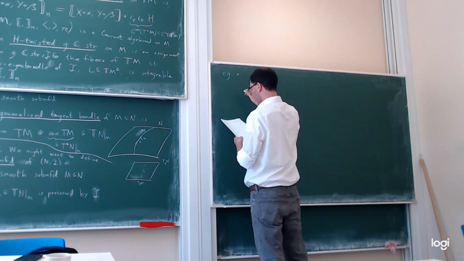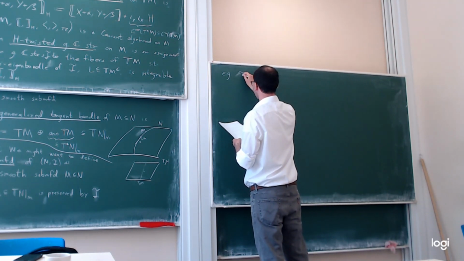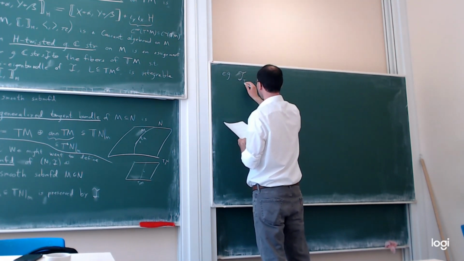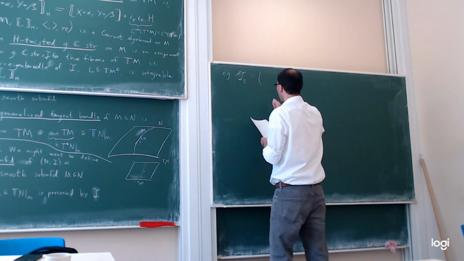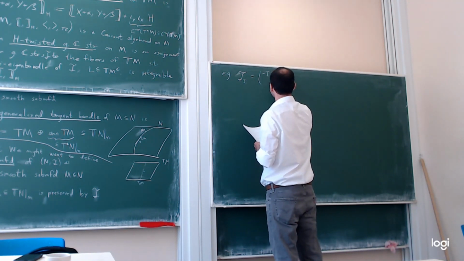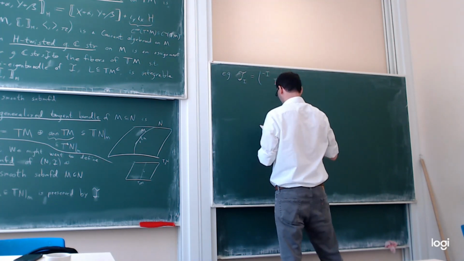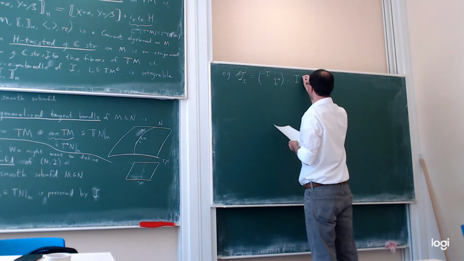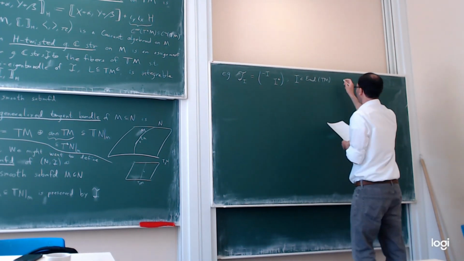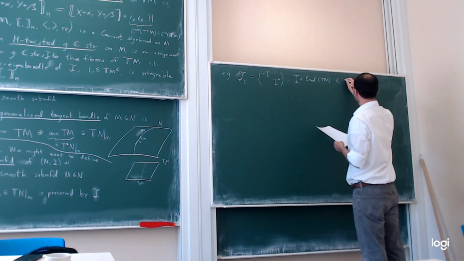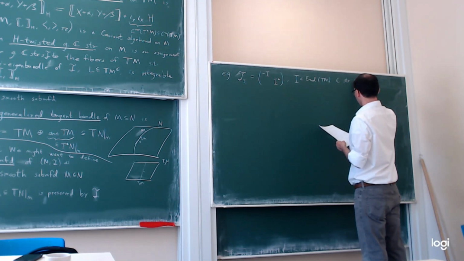Let's see, example A, the standard example obtained from an actual complex structure on M. So here I is a fiber endomorphism of the tangent bundle, which is a complex structure on N.